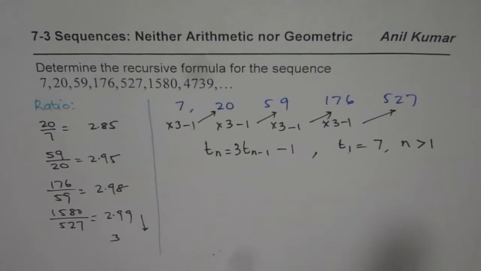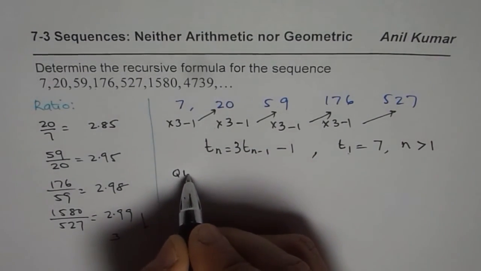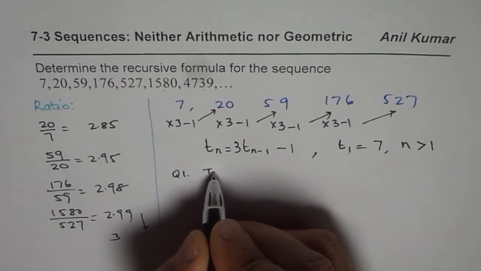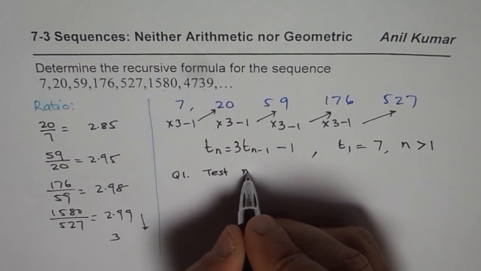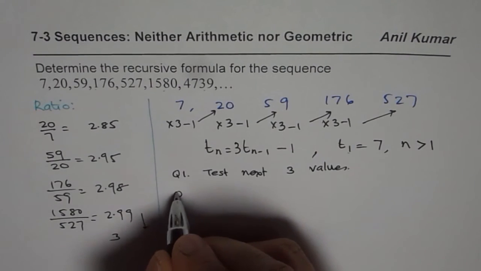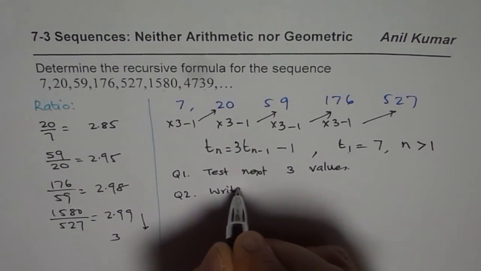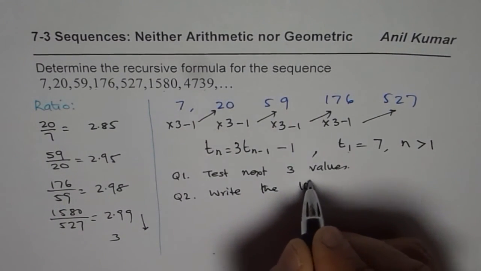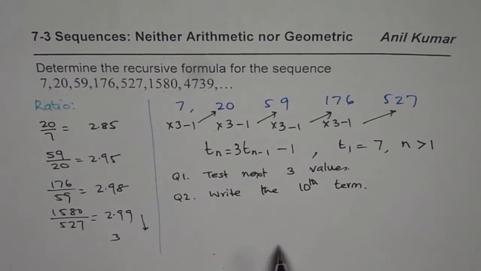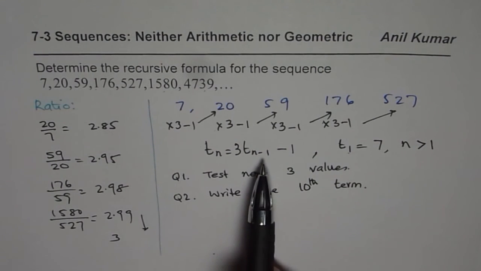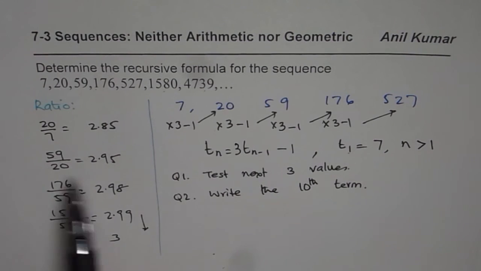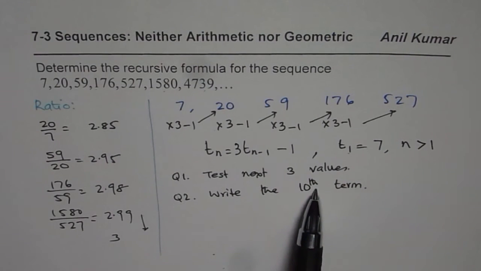Now, as an exercise, question number 1 for you is to test if the next 3 values work. Question number 2: write the 10th term using the formula, and also expand and write all 10 terms using this formula. You can of course not write the 10th term directly from this formula. You have to write the first 9 terms to get the 10th one.